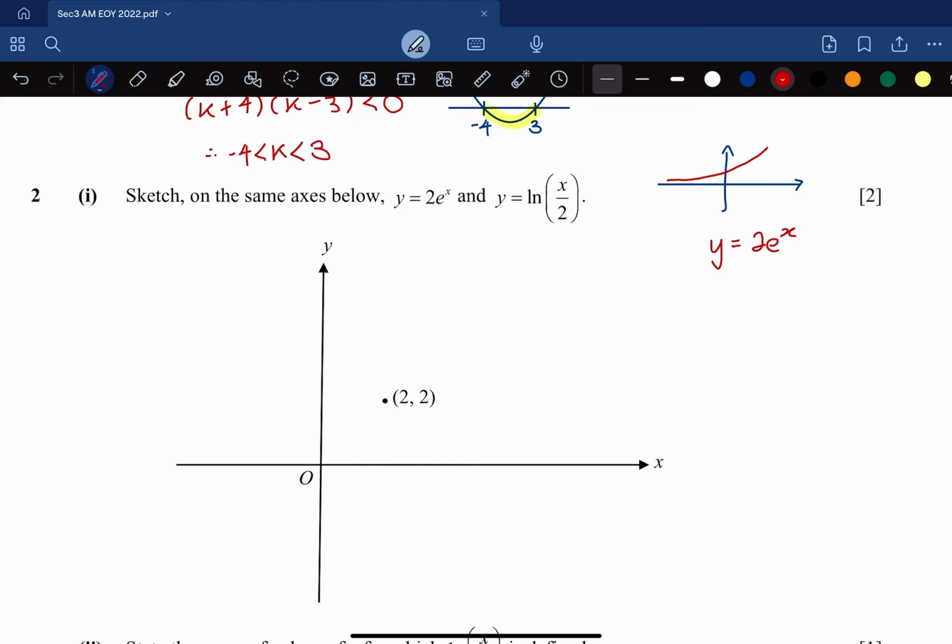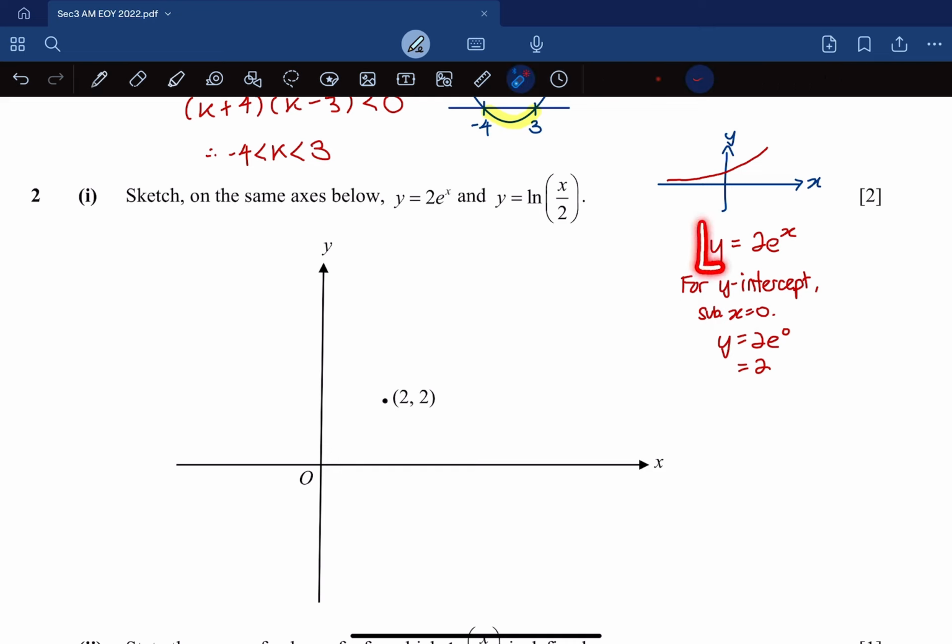But in this case over here, I need to find out what exactly is my y-intercept. So to find the y-intercept, I'll substitute x equals 0. Therefore, y will be equal to 2e to the power 0, which will be 2, which tells me that for this equation here, when I sketch this exponential function, the y-intercept is 2.